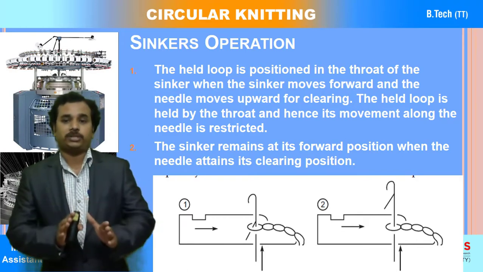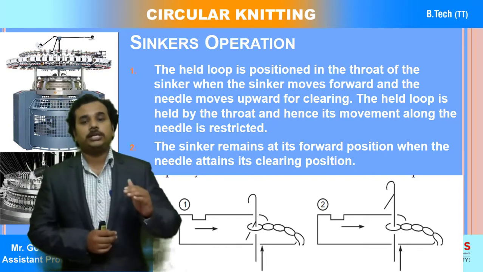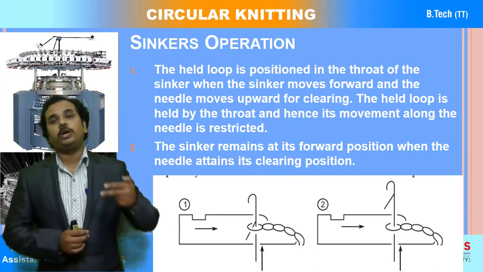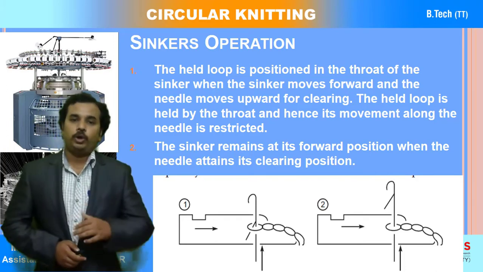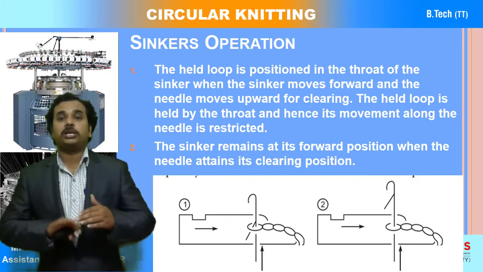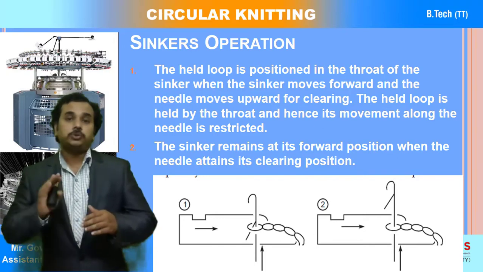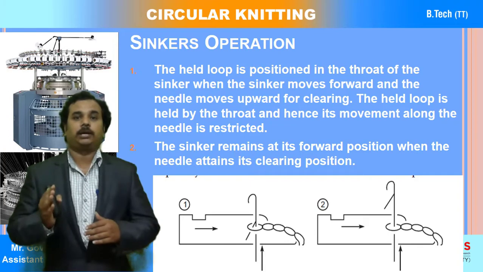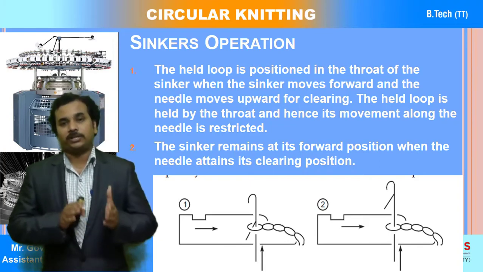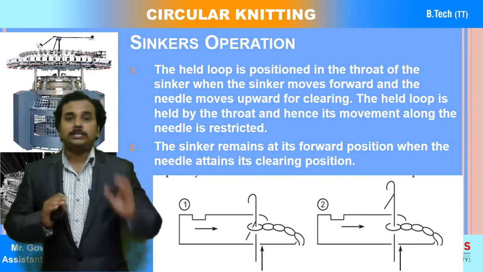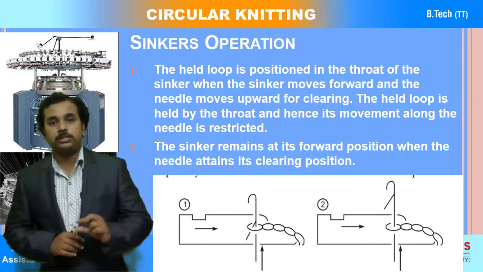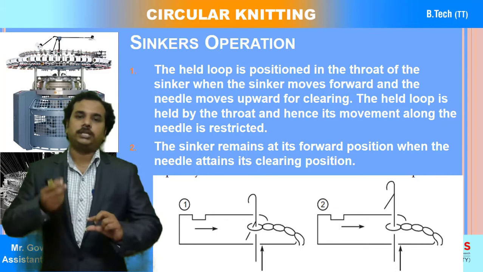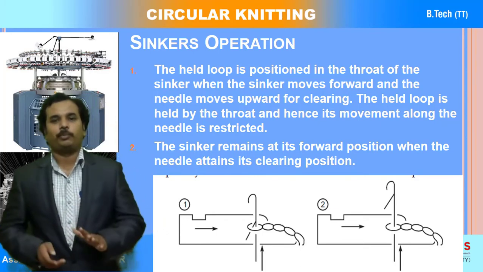So this is the first position, and in the second position the sinker is still holding on to the old loops, and you can observe the position of the needle here. The needle is again rising up. So from the first step to the second step, the sinker still holds the old loop and the needle is rising up. So that is the second point.